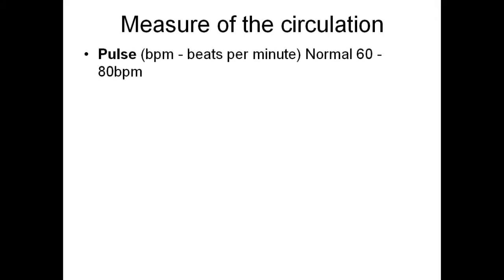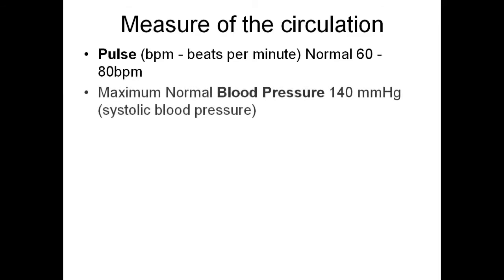How do we measure the circulation? Well, we measure it in beats per minute. You can measure your pulse in your radial artery. Normal is between 60 and 80 beats per minute. And we measure it by blood pressure.